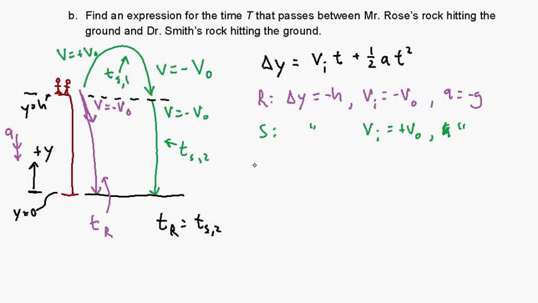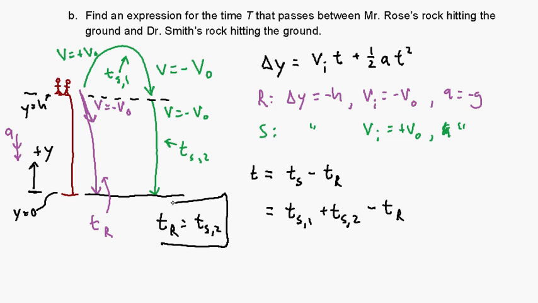So if you want to find the time that passes between the two, that's going to be the longer one, Smith's time, minus the shorter one, Rose's time. But Smith's time is made up of TS1 plus TS2, and then minus TR. But remember, we showed that TR and TS2 are the same, so these two cancel out. What you're left with is that the time between when these two hit, which is what we're solving for, is just equal to the time it takes Smith's rock to go up and come back down.